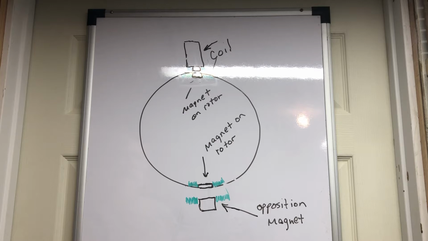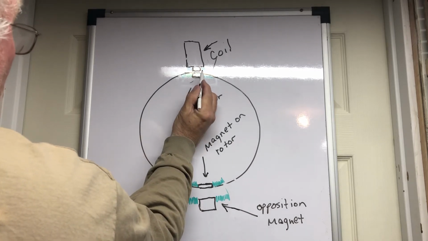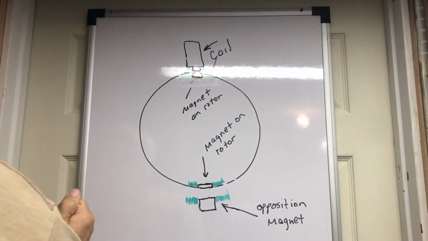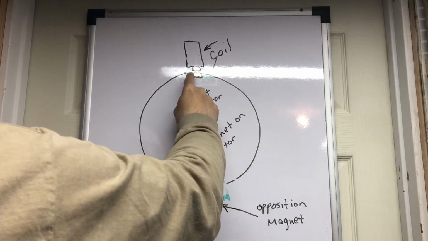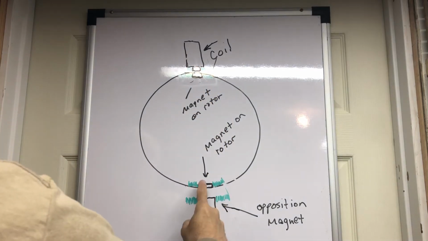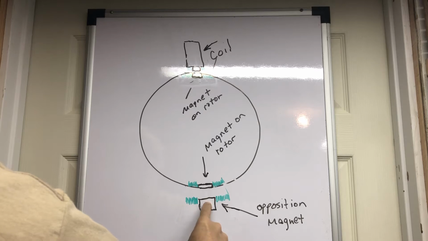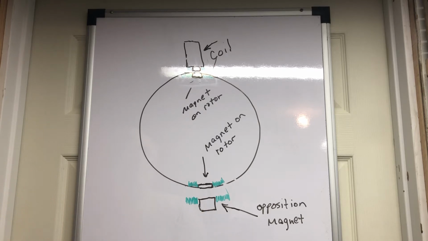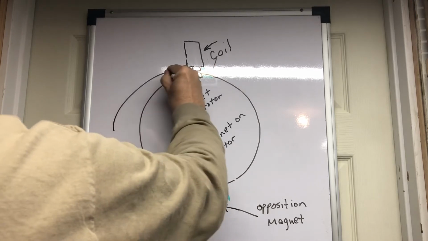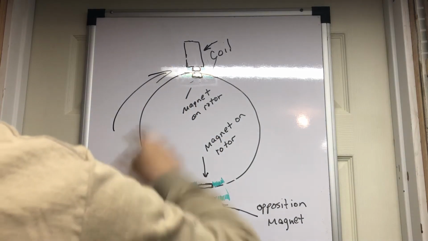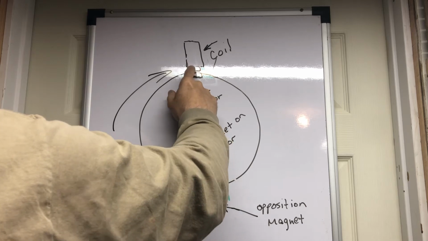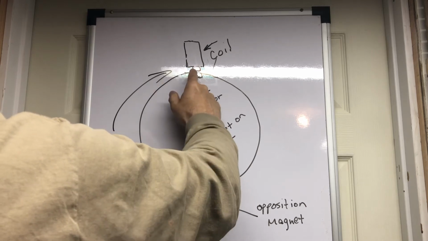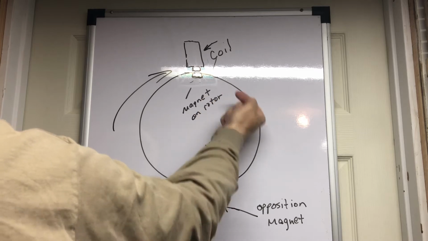You had a lot of discussion on the forum about this subject, which is a coil with a rotor and a magnet on the rotor going by the coil, and a magnet on the rotor going by an opposition magnet. So what happens if we have a rotation in this direction is, as this magnet approaches the iron in the core, it is attracted, and as it tries to leave, it is also attracted.